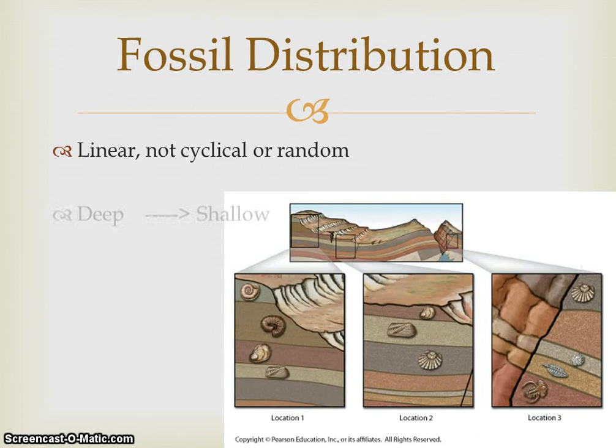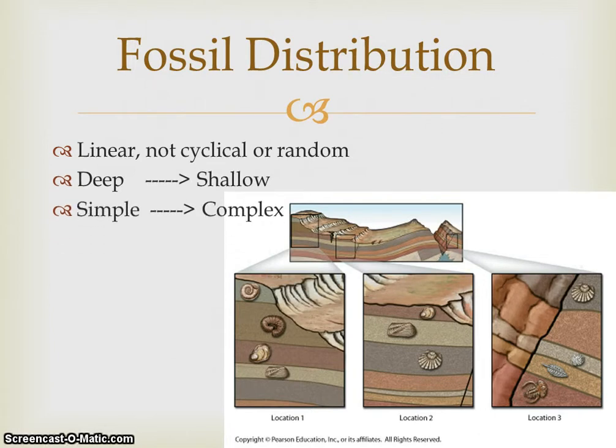And this linear trend goes from deep to shallow, usually simple to complex, and ancient to more recent. What this means is you won't find this recent fossil here in the same layer as this much more ancient fossil here.